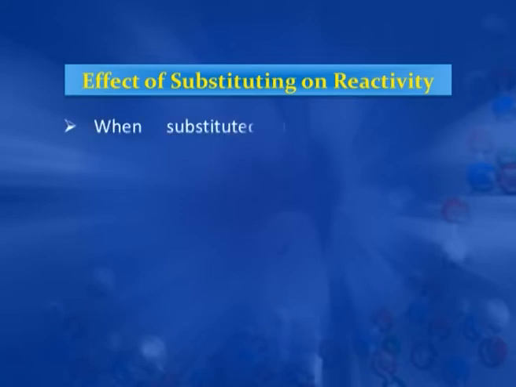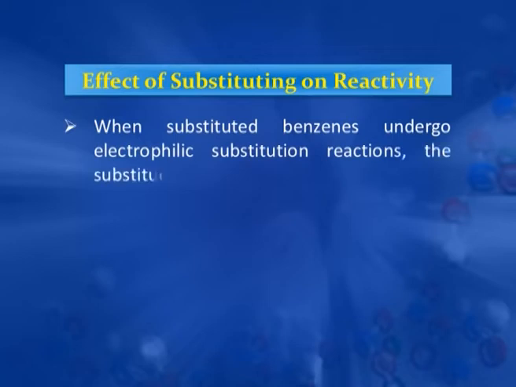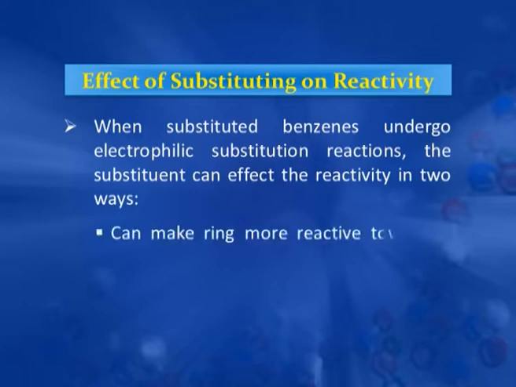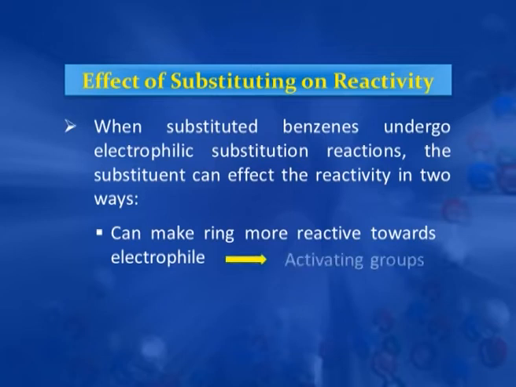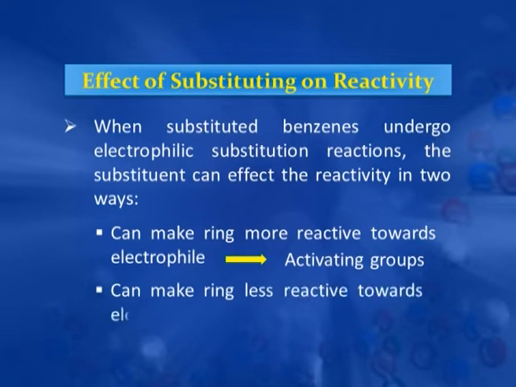When substituted benzenes undergo electrophilic substitution reactions, the substituent can affect the reactivity in two ways. It can make the ring more reactive towards electrophile, and these types of groups are called activating groups, or it can make the ring less reactive towards electrophile, and this type of groups are known as deactivating groups. Now, what are activating groups and how do they affect the reactivity of the benzene ring?